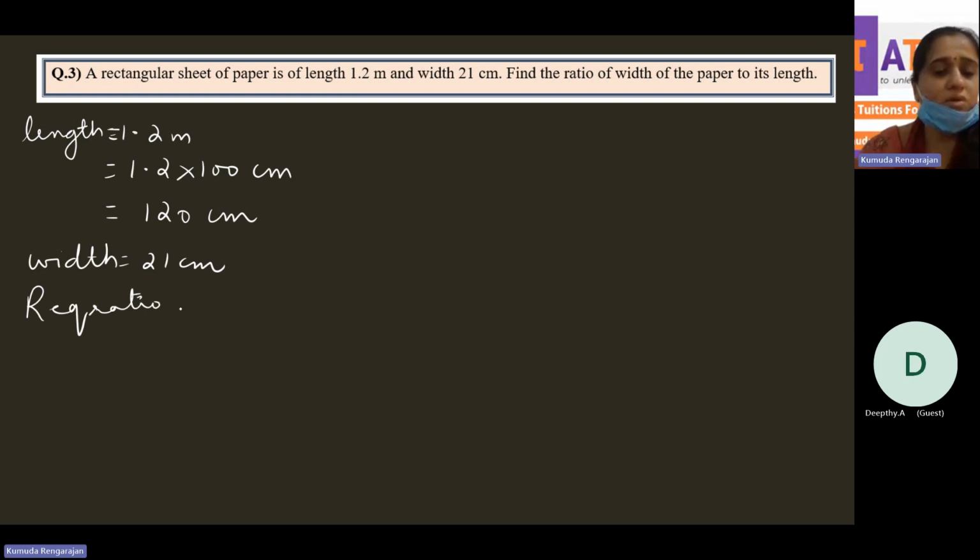So what's the order? Required ratio is equal to length first or width first? Width first. So what should I write first? What number first? 21 is to 120. Yeah. Please simplify this and tell me.